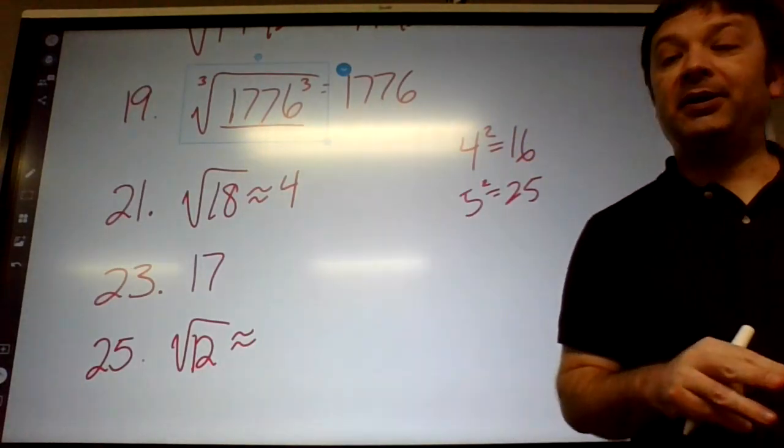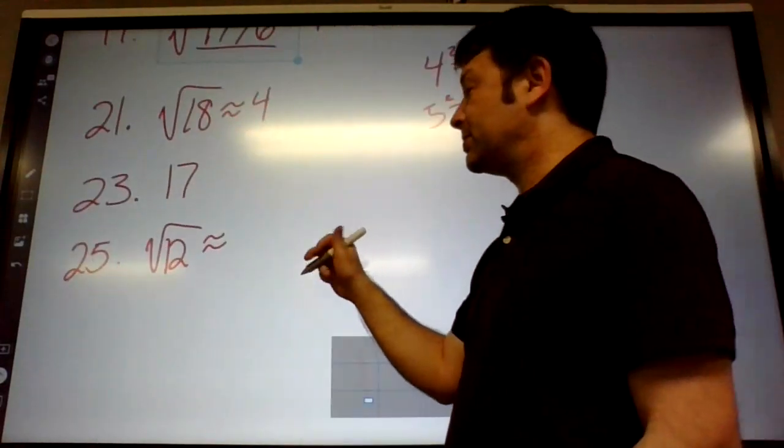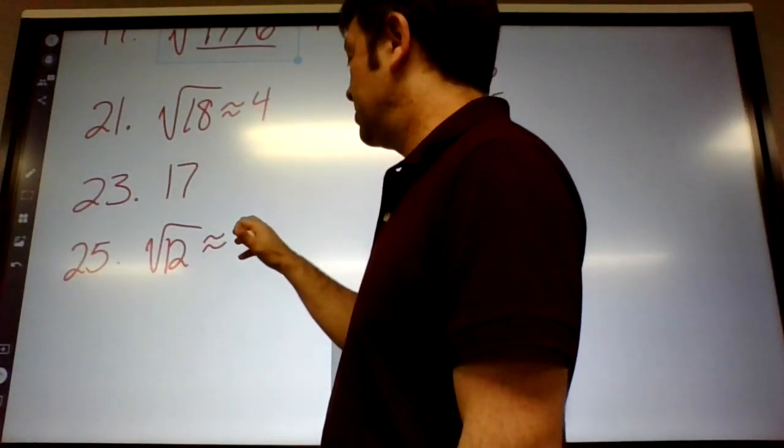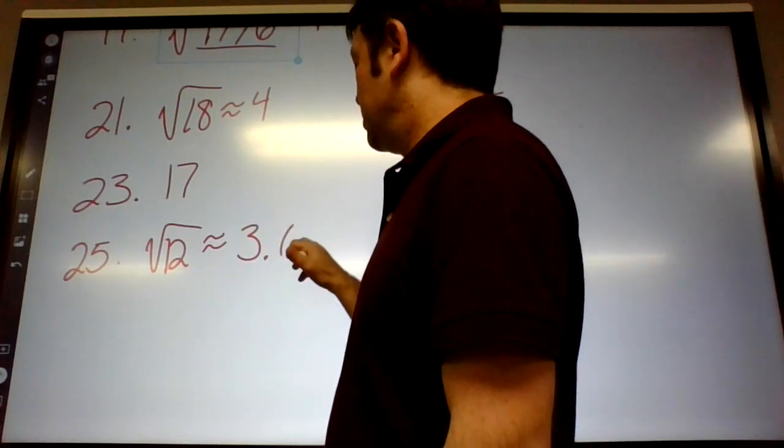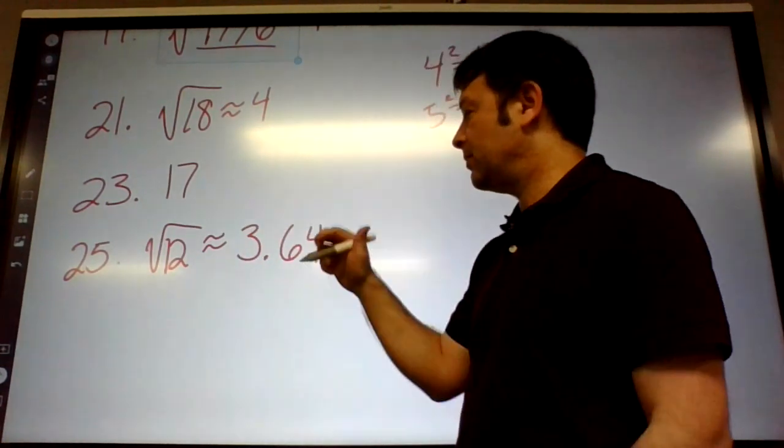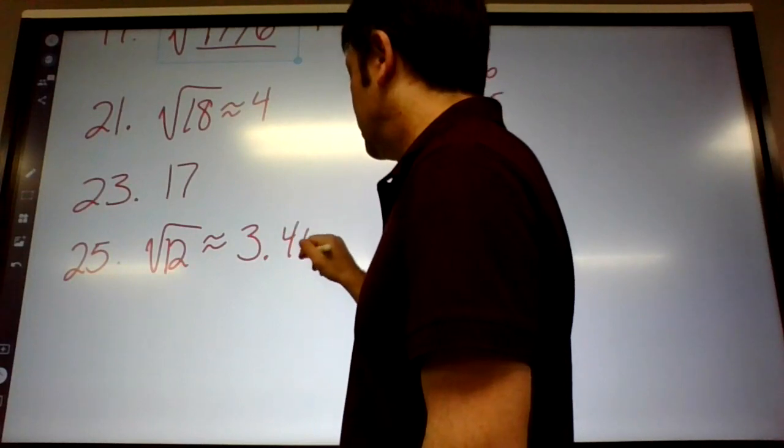Give me like 3 digits. Tell me what the first 3 digits are. 3.464. Okay, 464. Oh, 464. Should be.